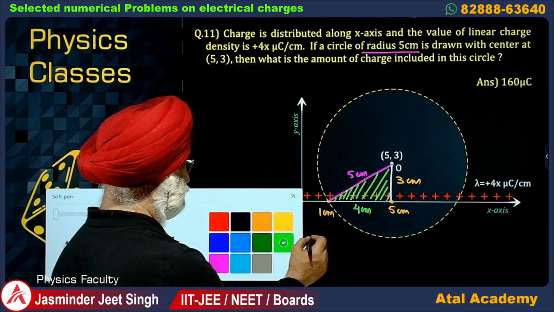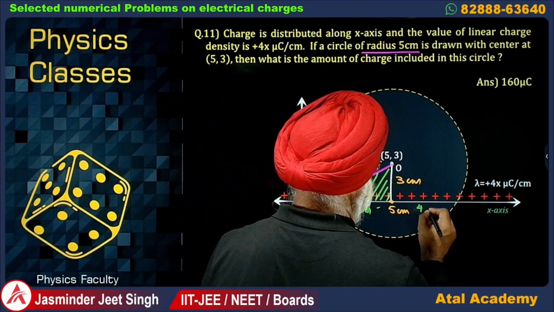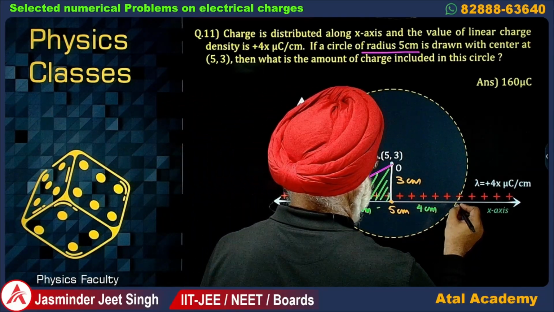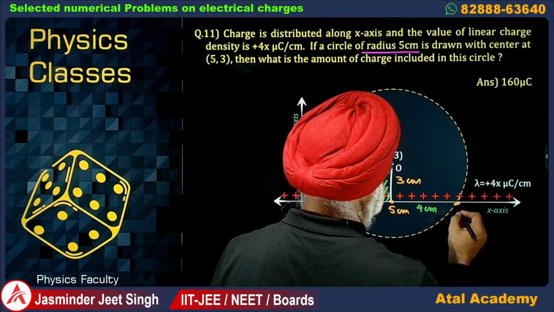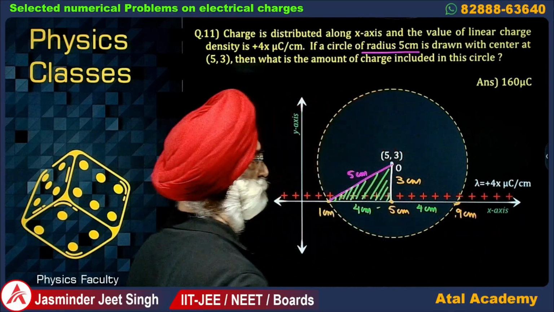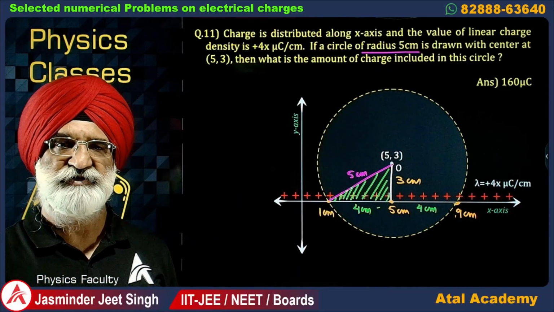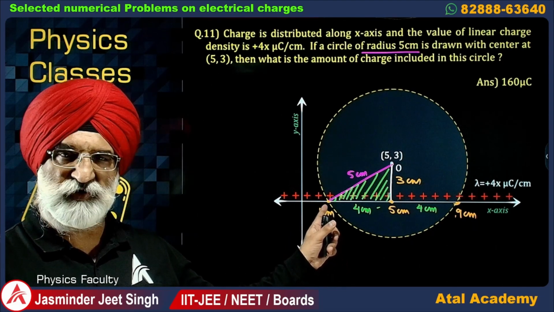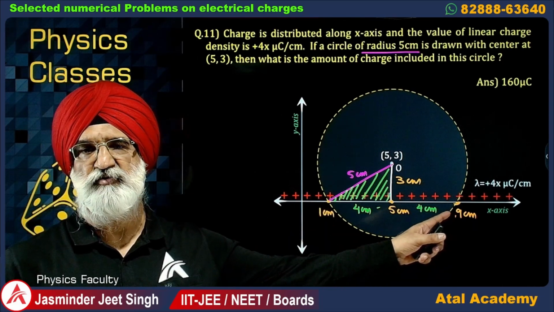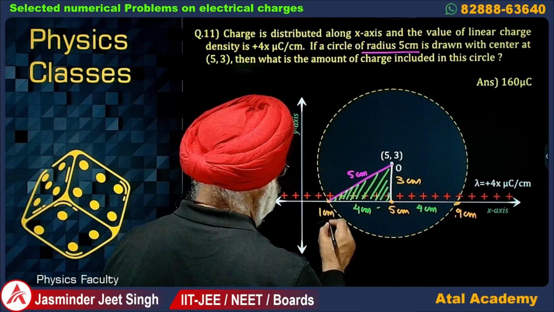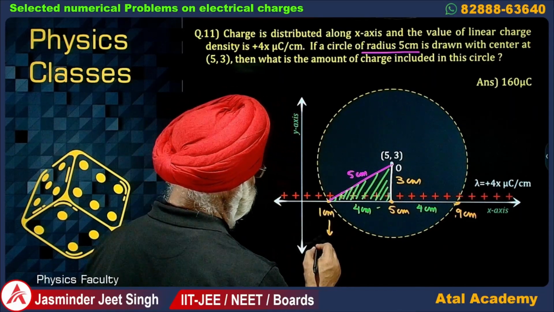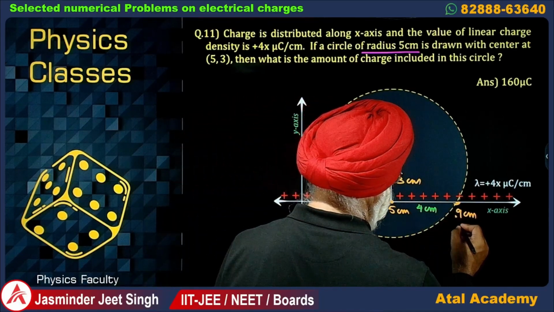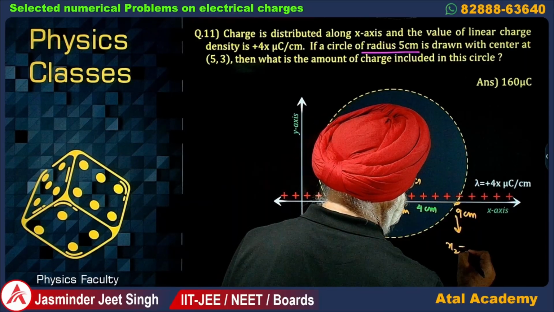Now this distance will also be 4 centimeters and this point will correspond to 5 plus 4, that is 9 centimeters. It means that the circle will cut x-axis at 2 points, at one point 1 centimeter and at the other point 9 centimeters. The first point at which the circle will cut x-axis is x1 equal to 1 centimeter, and the second point x2 will be 9 centimeters.